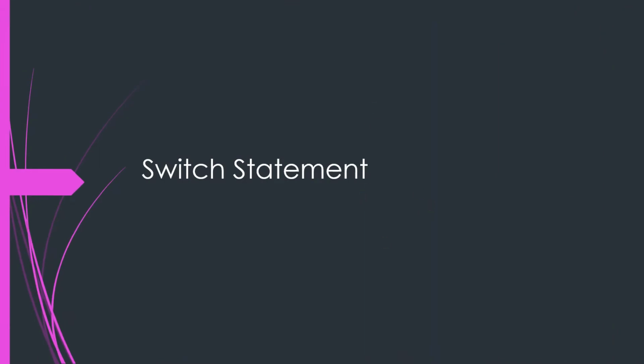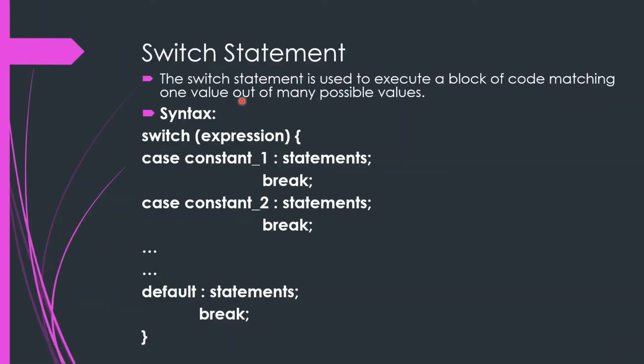Let us start with our first topic, switch statement. The switch statement is used to execute a block of code matching one value out of many possible values. Basically, here in this switch statement, we switch between the values. Means there are many possible values, and any one value which is matched, its block of code is executed. So it is used to execute the block of code which will match that one value out of many possible values. This is the syntax given here of switch statement.